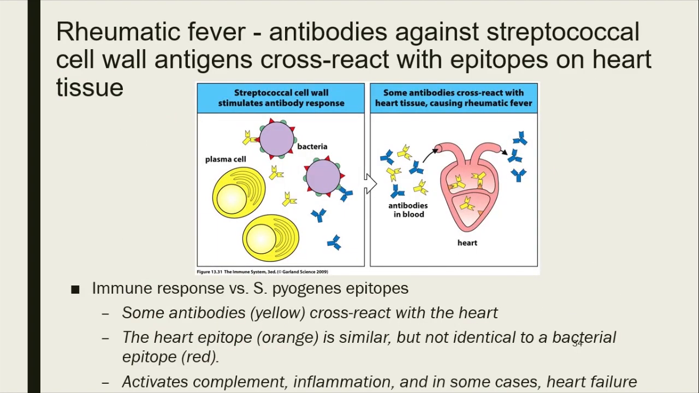Looking a little bit deeper into one of the conditions, rheumatic fever. It starts basically with antibodies against the streptococcal cell wall antigens, which is a normal response to a bacterial infection. However, the antibodies recognizing these bacterial peptides somewhat cross-reacted with heart tissues, leading to rheumatic fever. It is unfortunate that these peptides have some type of homologous similarity.